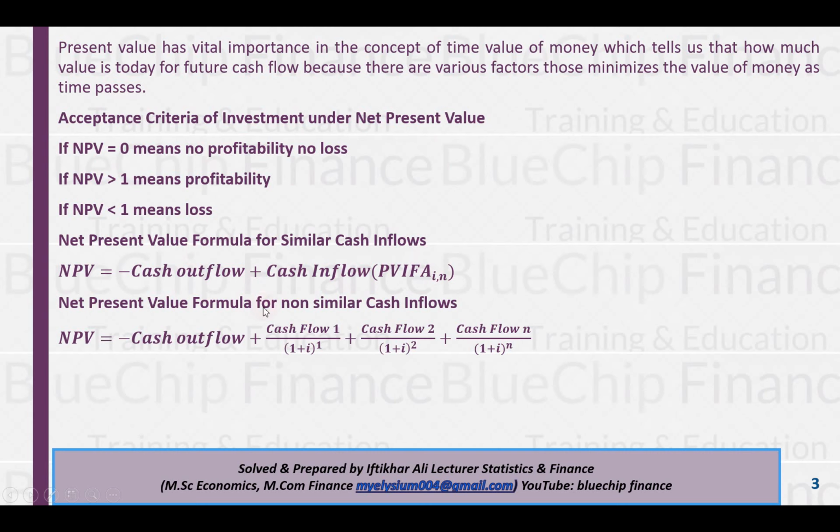Net present value formula for non-similar cash inflows: minus cash outflow, which is your initial investment, and cash flow of period 1 divided by 1 plus I raised to power 1, plus cash flow 2 for second period cash inflow divided by 1 plus I raised to power 2, and so on.